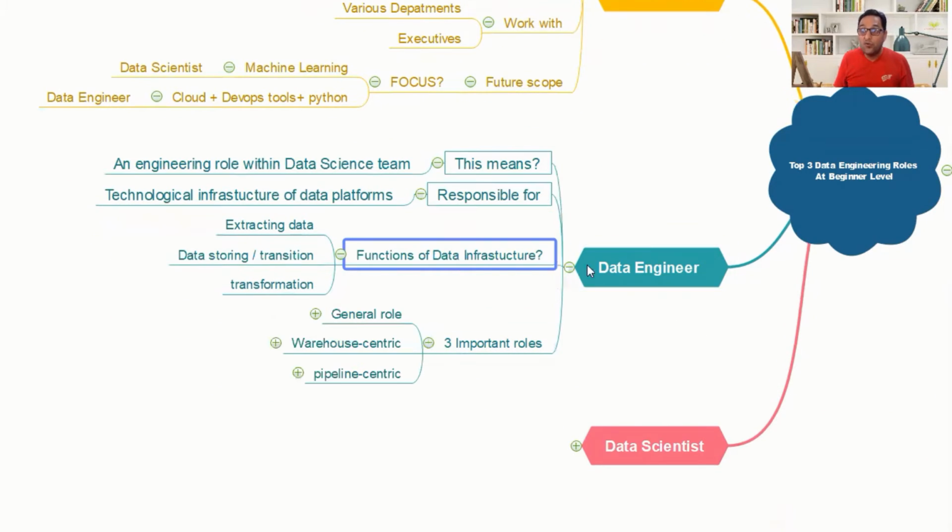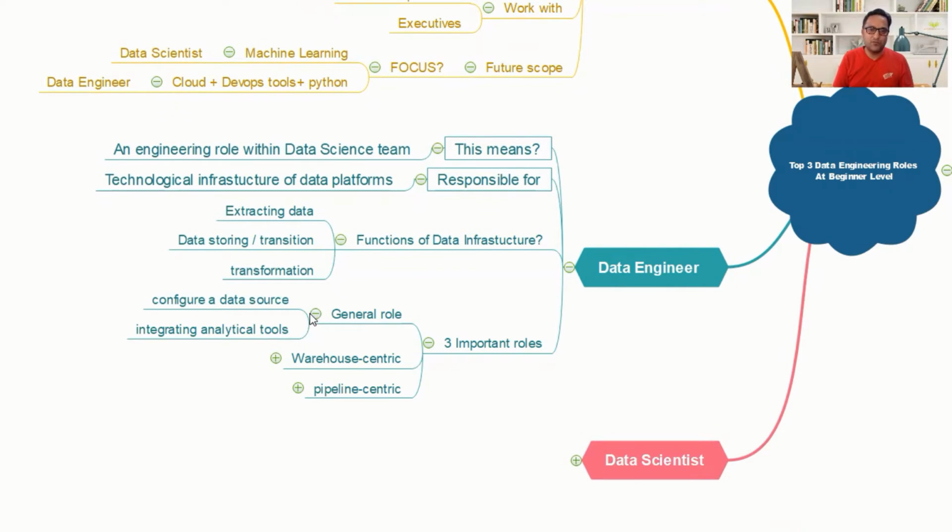Now there are three important roles within this data engineer role, that is general role, warehouse centric, and pipeline centric. If you talk about general role, then it is configuring data sources. So what can be the data source? ERP can be one of the data sources, right? So there are multiple data sources. News feeds can be a data source, and there are a lot of data sources. I'll talk about that in this video. And integrating the analytical tool in that. So when I say integrating analytical tool, it means how that data is performing, right? Are there any performance glitches in that? So analytics about that data, right? How much volume of data is being collected from the last cycle? Where was the deadlock? All these are analytical things which you are performing as a data engineer in the general role.